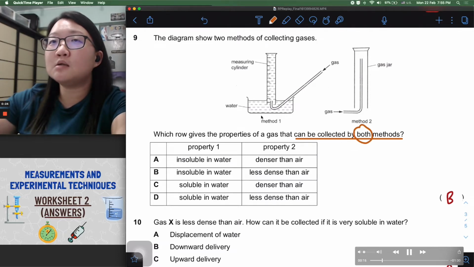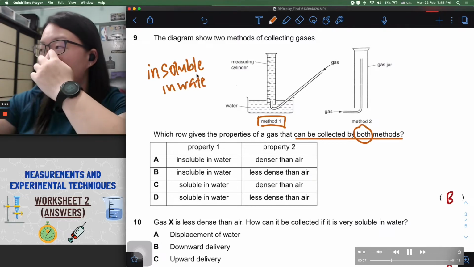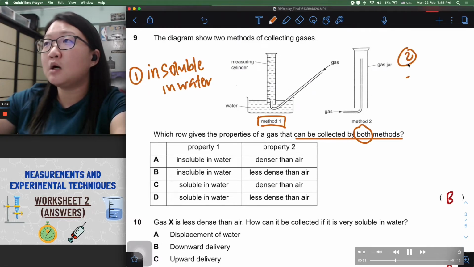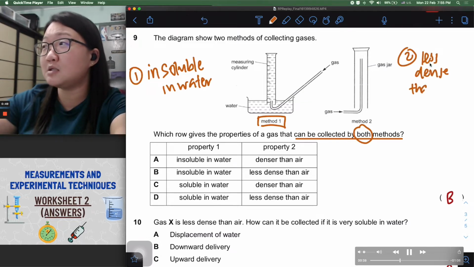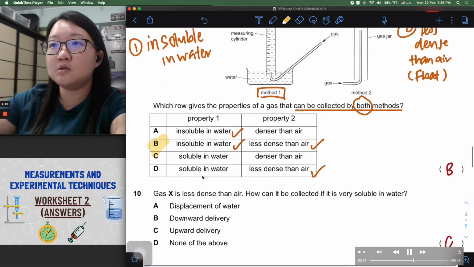So looking at the first setup here, you notice that there contains water. So this immediately tells you that the gas has to be insoluble in water, meaning it does not dissolve in water, right? Otherwise, there's no way you can collect the gas using this method. Secondly, looking at method 2, you also know that this gas is less dense than air. So being less dense, it will float upwards. Therefore, you can collect it via upward delivery. Okay, so then you do your tick for A and B, and then B and D. So final answer is B. Insoluble in water, less dense than air.